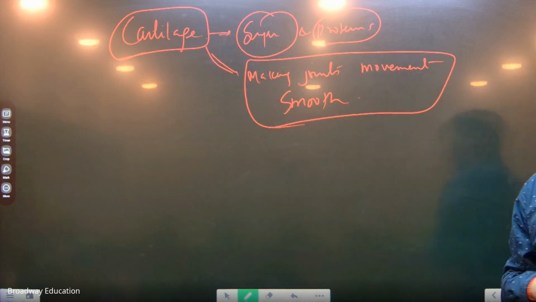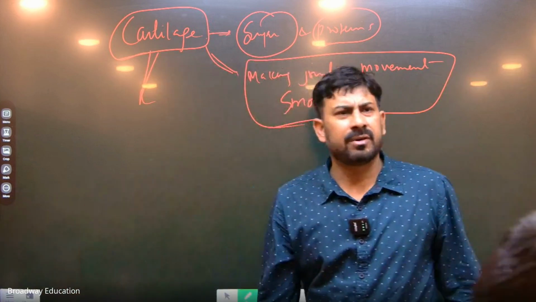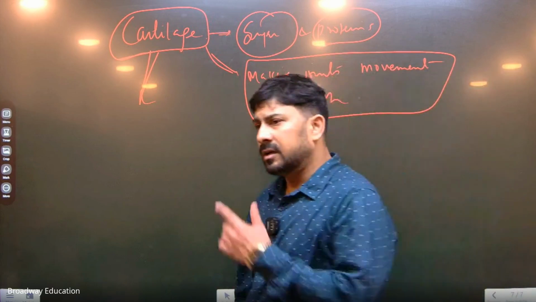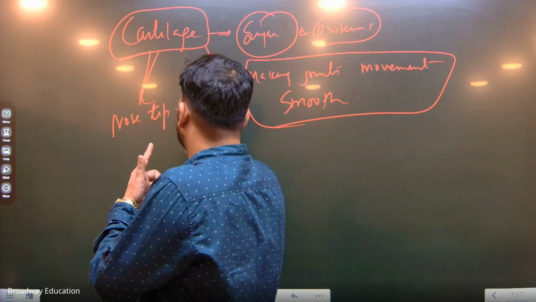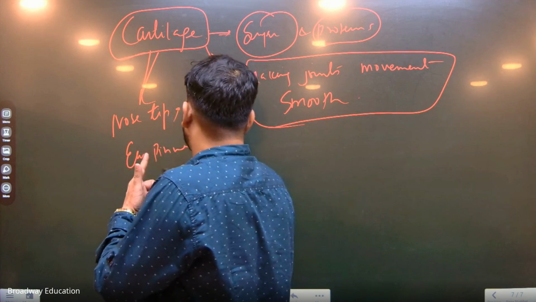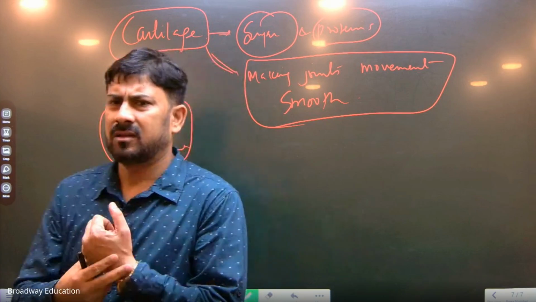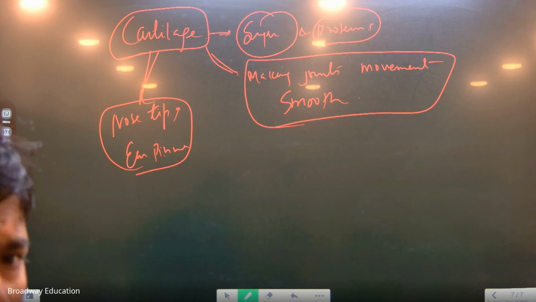Yes or no? Now here in cartilage we say that these are found where? Nose tips, ear pinna, and in other joints where they have joints. Is this part clear? So these tissues, the cartilage, basically make the movement smooth. Is this part clear? Yes, no?